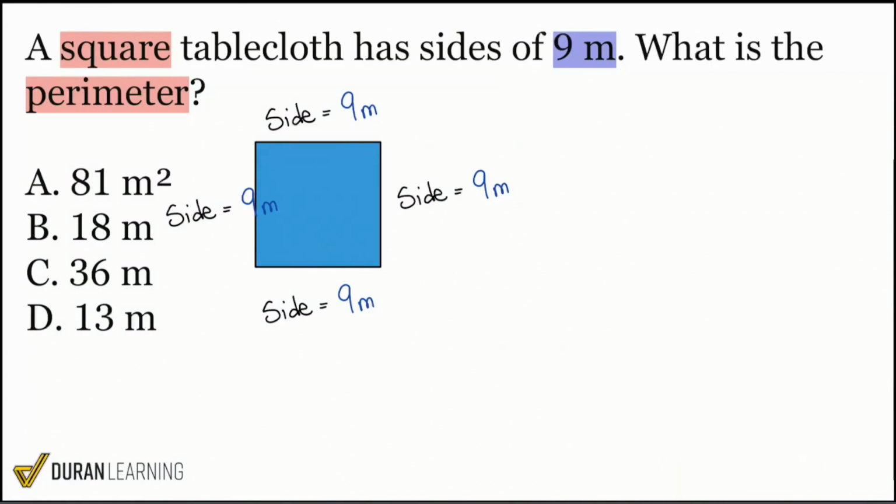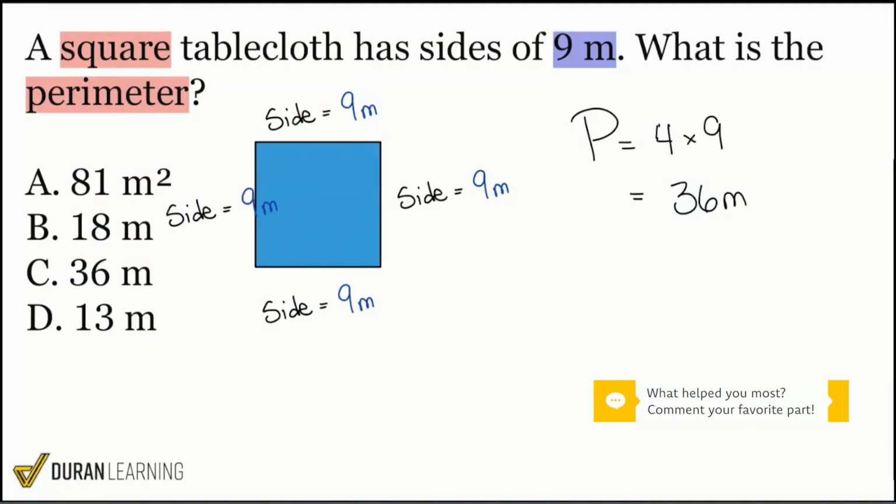The perimeter is going to be 4 times the side. So here we are. If we multiply 4 by 9, we end up getting 36. And there we go. The perimeter here of this square tablecloth is going to be 36 meters, and we're all done.